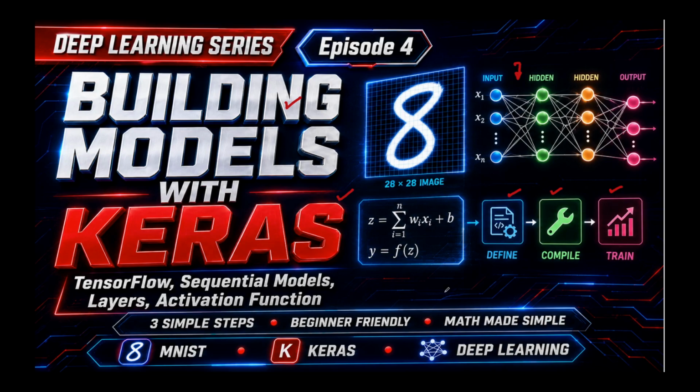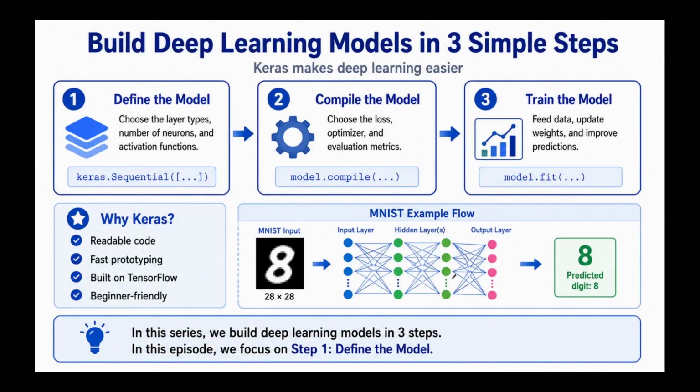Before going into the code, let us understand the complete model building process in a very simple way. In Keras, we usually build a deep learning model in three main steps. It is a very brief intro to make things simple. Step 1 is define the model. This means we decide the architecture of the neural network. Architecture means the structure of the model.